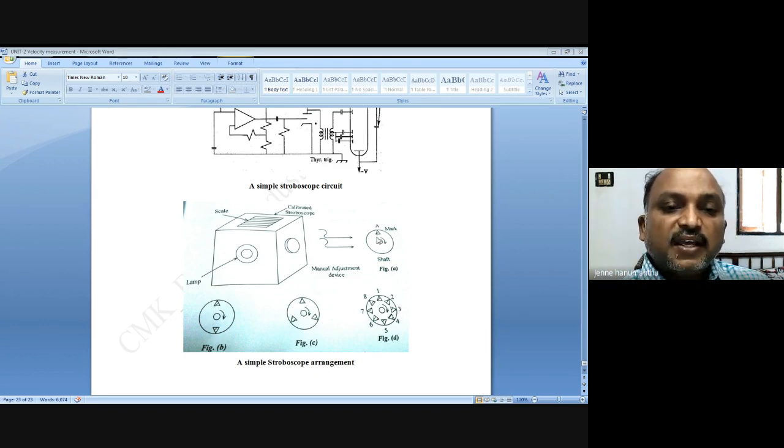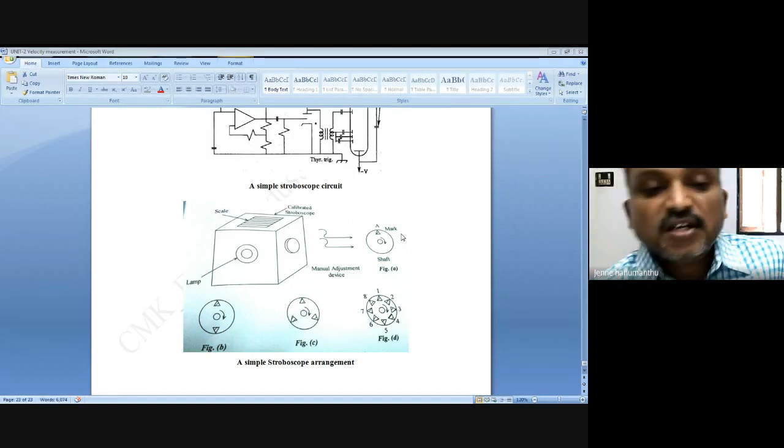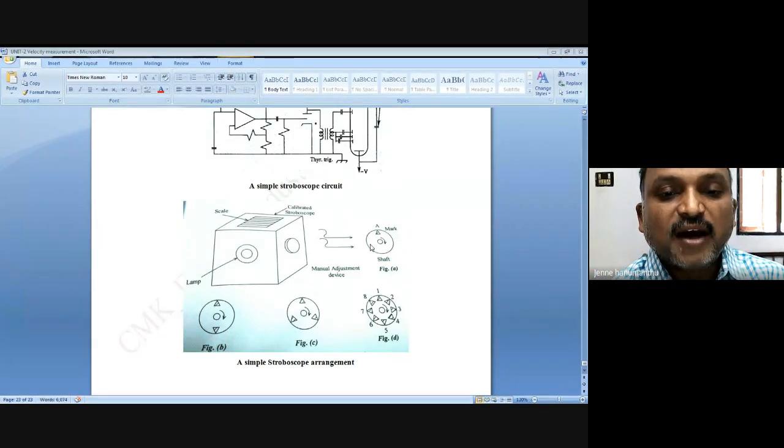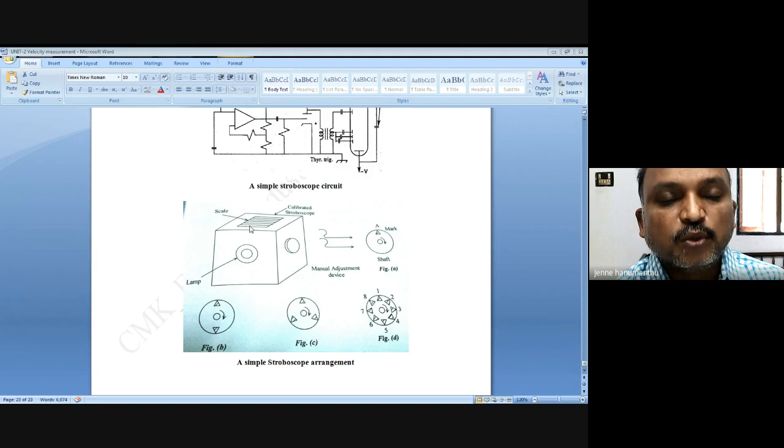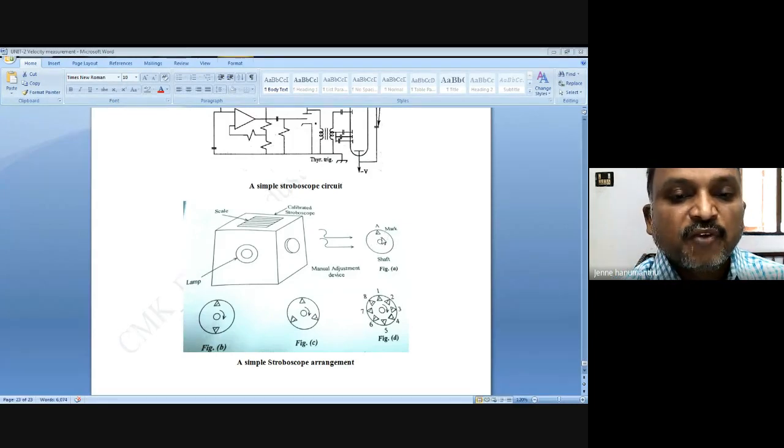At that point, when the marking looks stationary, see the frequency. There is a display here, a scale. It will display the frequency. That frequency is proportional to the speed of the moving object. Understand? When the marking looks stationary, at that point, what is the frequency value? That frequency is proportional to the speed of the unknown object. You may have one doubt. Suppose we have two markings on this.